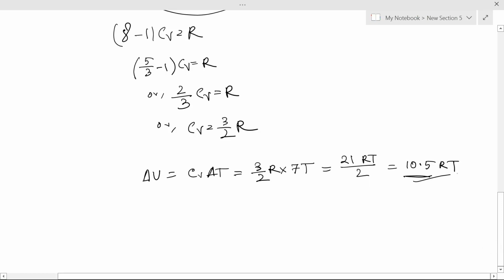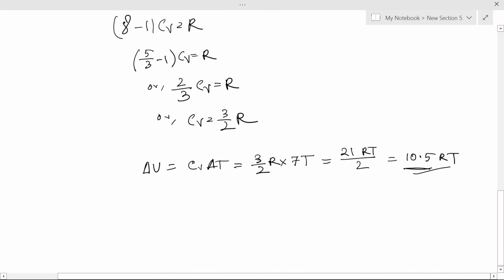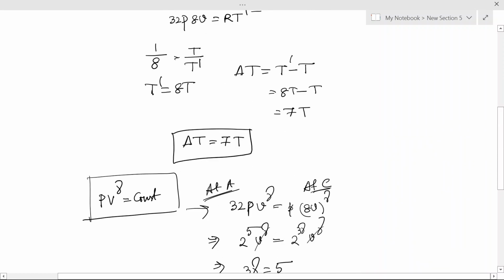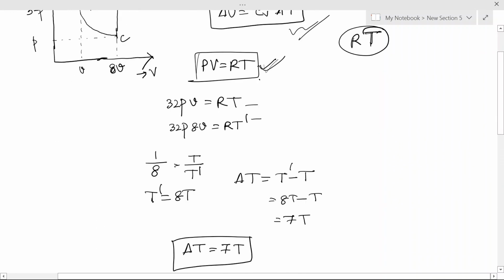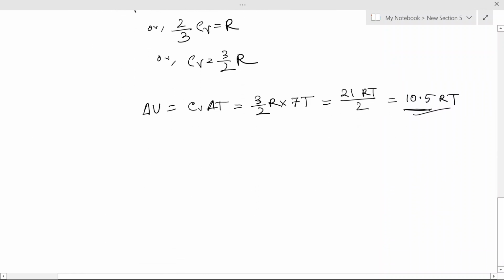Okay, and the answer given is 17.5. So if any one of you have got this answer correct, please let me know where I have made a mistake, or maybe I have done it right. So just let me know if you have got the same answer or not. So this is the one question in part C. There is another question in part B.